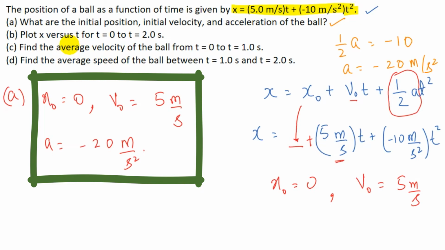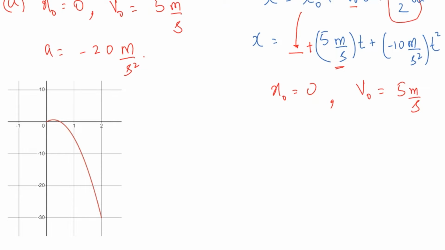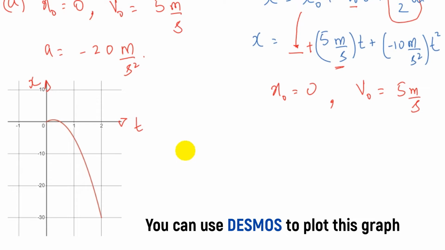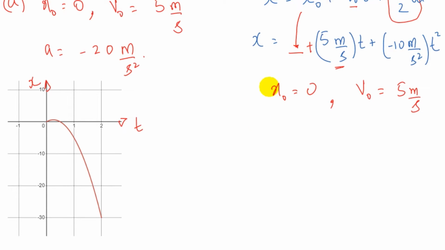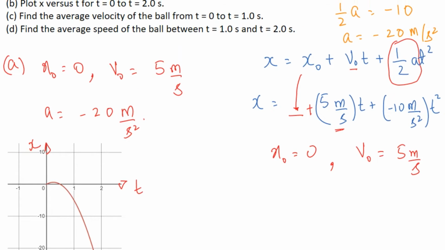Next we have to plot this equation on an x-t graph for the time interval t equals 0 to 2 seconds. To plot this equation, we can use any online calculator. This is the graph we have obtained. This is x here and this is t here, so this is the x-t graph. We obtained this graph by using online software called Desmos. This is the answer for the B part.